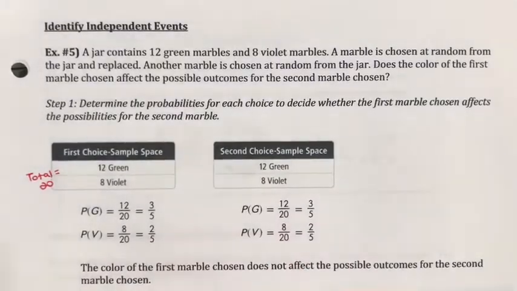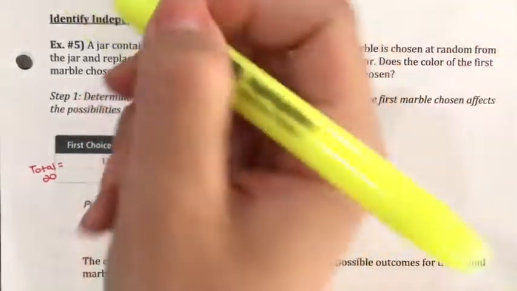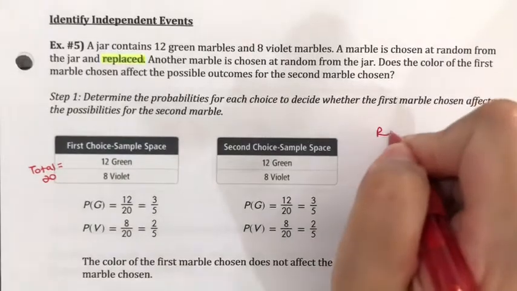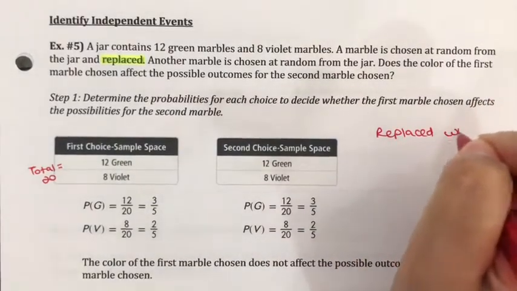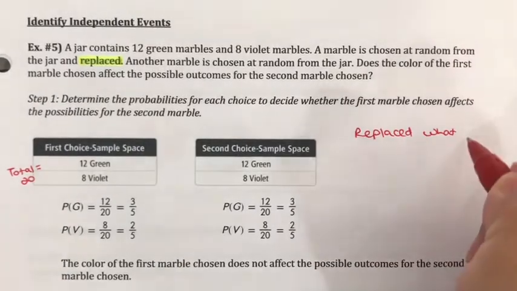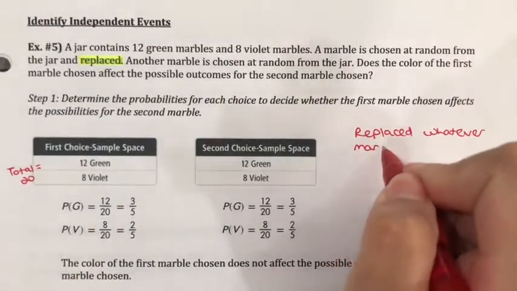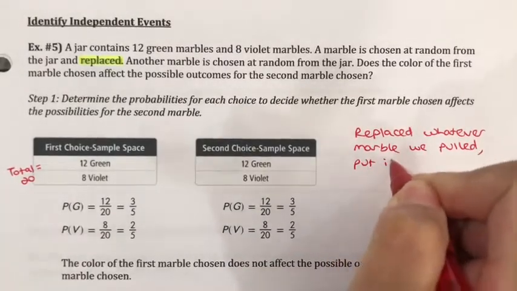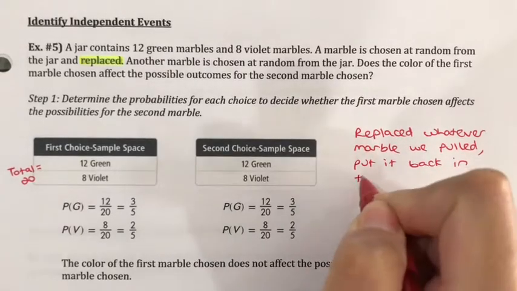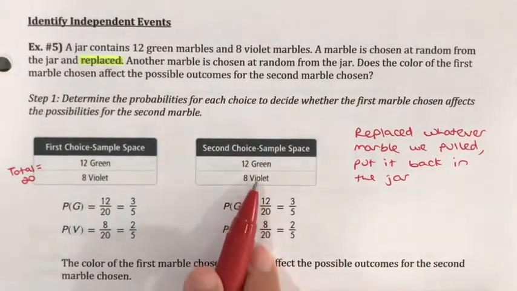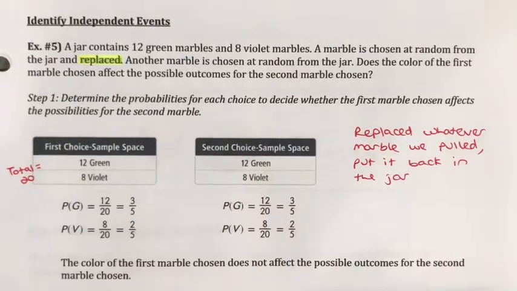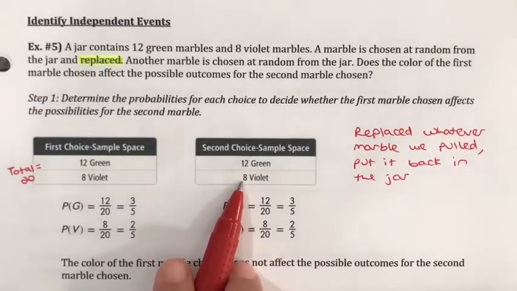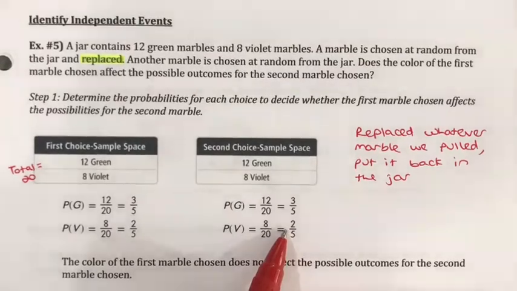Okay, now what's important in this problem is that there's replacement. Okay, we replaced whatever marble we pulled, so that means we put it back in the jar. What that means is your second choice, the second time we go in to pull a marble, nothing changes. You still have 12 green and you still have 8 violet. Okay, so notice that the probabilities didn't change.